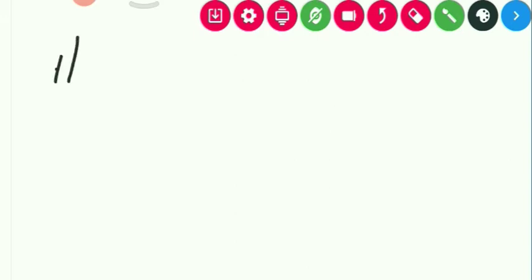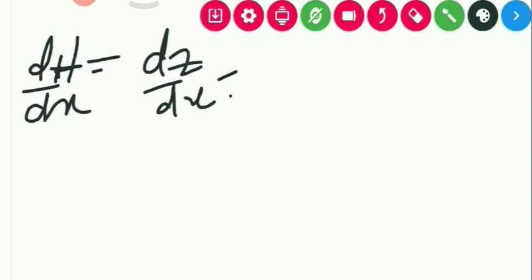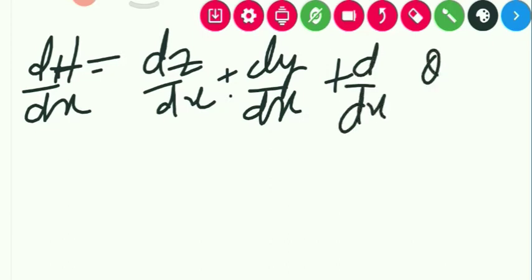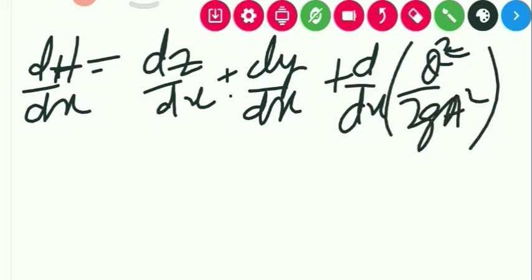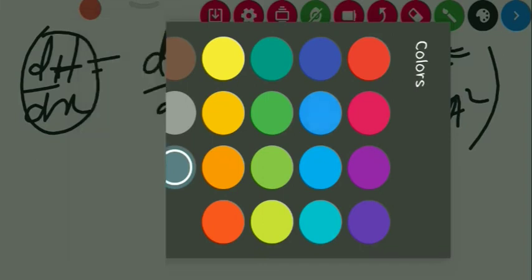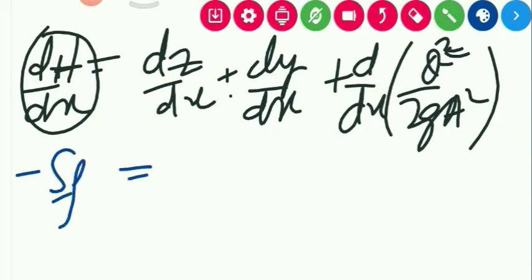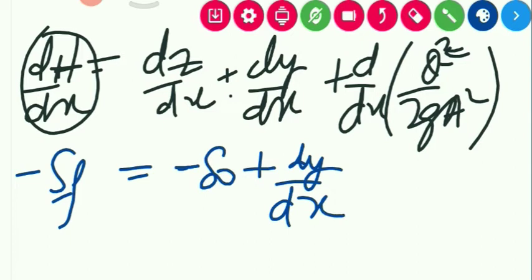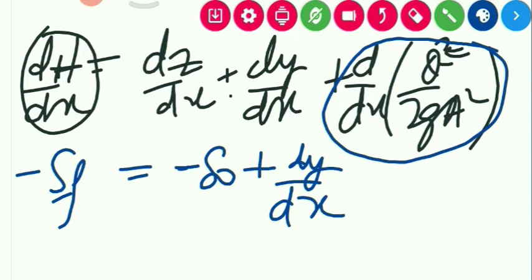Okay, so this term dH by dx equal to dz by dx plus dy by dx plus d by dx of q square upon 2g A square. Okay, so this dH by dx can be written as minus SF, dz by dx can be written as minus S naught. This dy by dx can be written as it is, because we are interested to find the change in depth with respect to x. Okay, and we have to differentiate this term. Okay, so let's deal with this term.